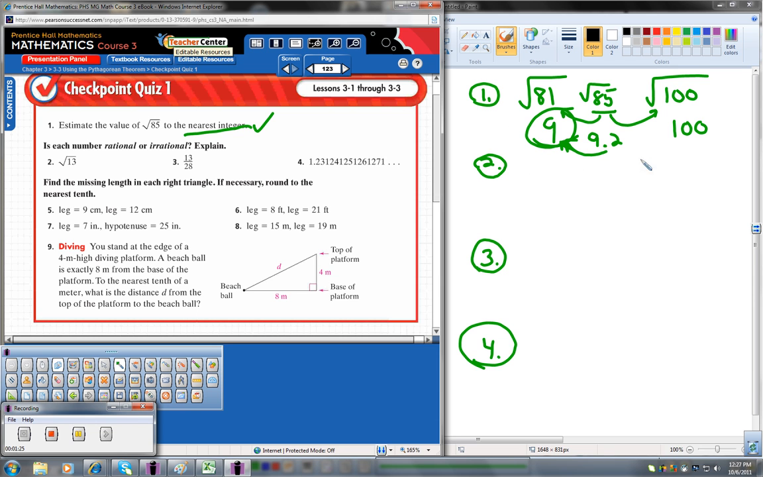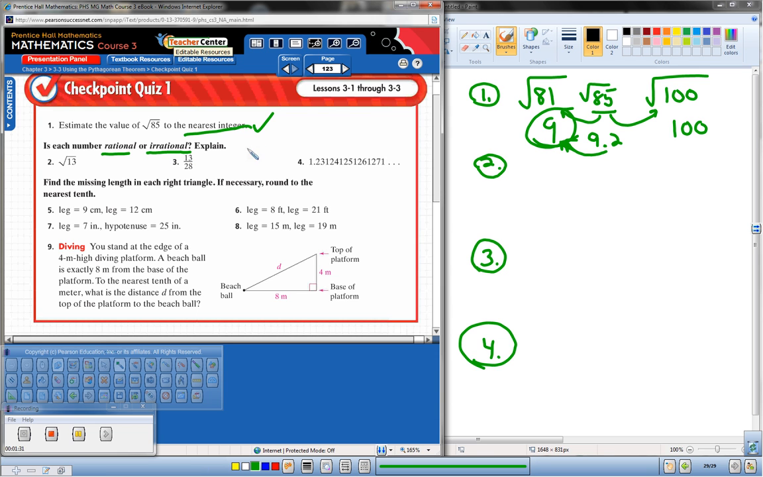Problems 2, 3, and 4 ask to identify if the number is rational or irrational. Square root of 13. Any square root that is not a perfect square, and 13 is not a perfect square, will be a decimal that never ends and never repeats, which means number 2 is irrational. Number 3, written as a fraction, by definition, all rational numbers are numbers that can be written as fractions, rational.